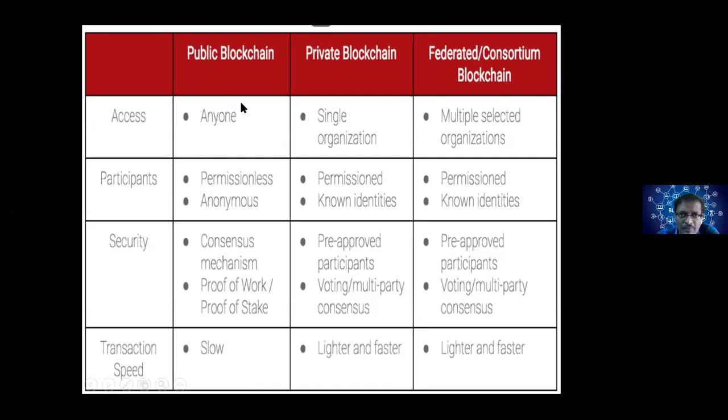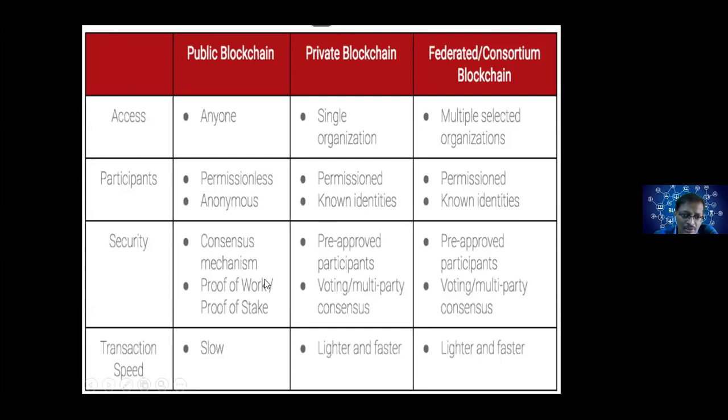The differentiation between public, private, and consortium, or the other name we can call a federated blockchain. So access: anyone can access a public one. We have a private blockchain for a single organization, and here we have multiple organizations in this consortium blockchain. As I said, multiple organizations of maybe a Tata group or any other organization. And for the participants, no permission is required in public. Here we require permission. Security, the consensus algorithm: here some voting mechanisms are used in private and federated consortium blockchain.